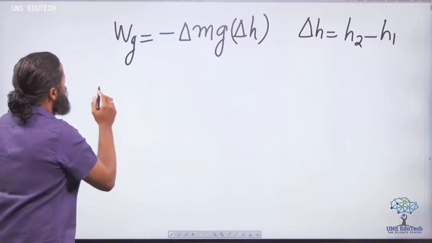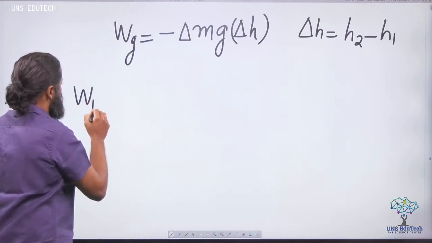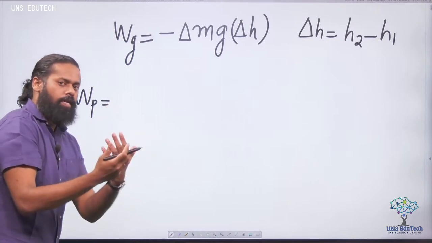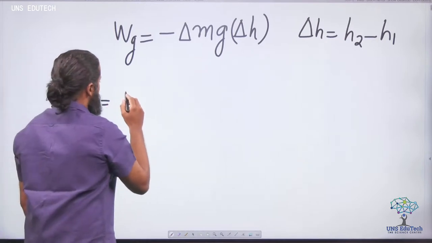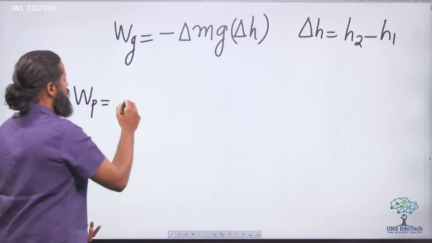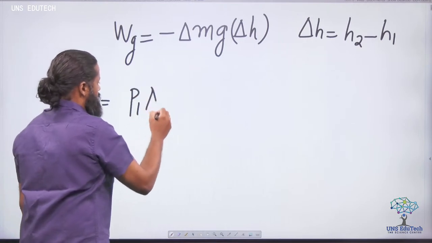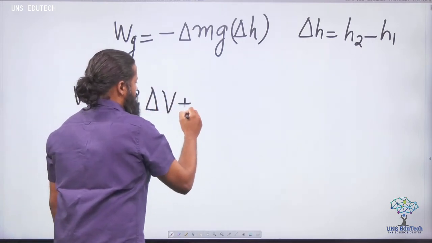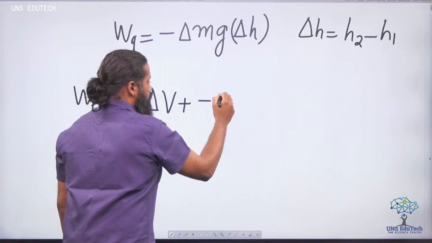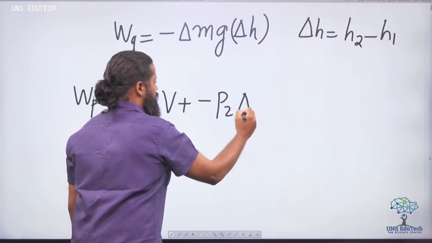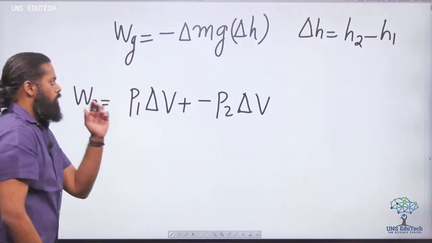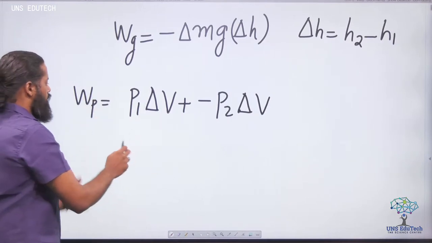Now, work done by the pressure, we can add up both by P1 and P2. So this will be equal to the work done by pressure P1, that is P1 into delta V, plus the quantity minus of P2 into delta V. Here you can do one thing, you can write the entire thing in negative form.